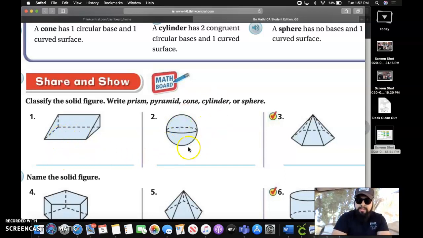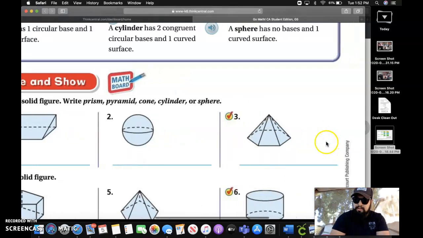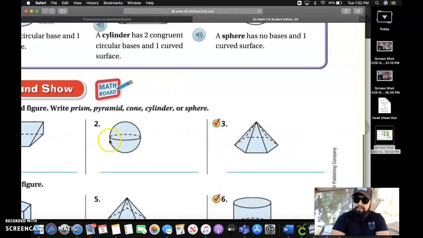Right here, we know that's a sphere, non-polyhedron. So that one, I don't know why they include it so much, because that's kind of taken away from the whole lesson. I guess it could reinforce that that is not a polyhedron because there is no base or bases, and it's not a polygon as a base.